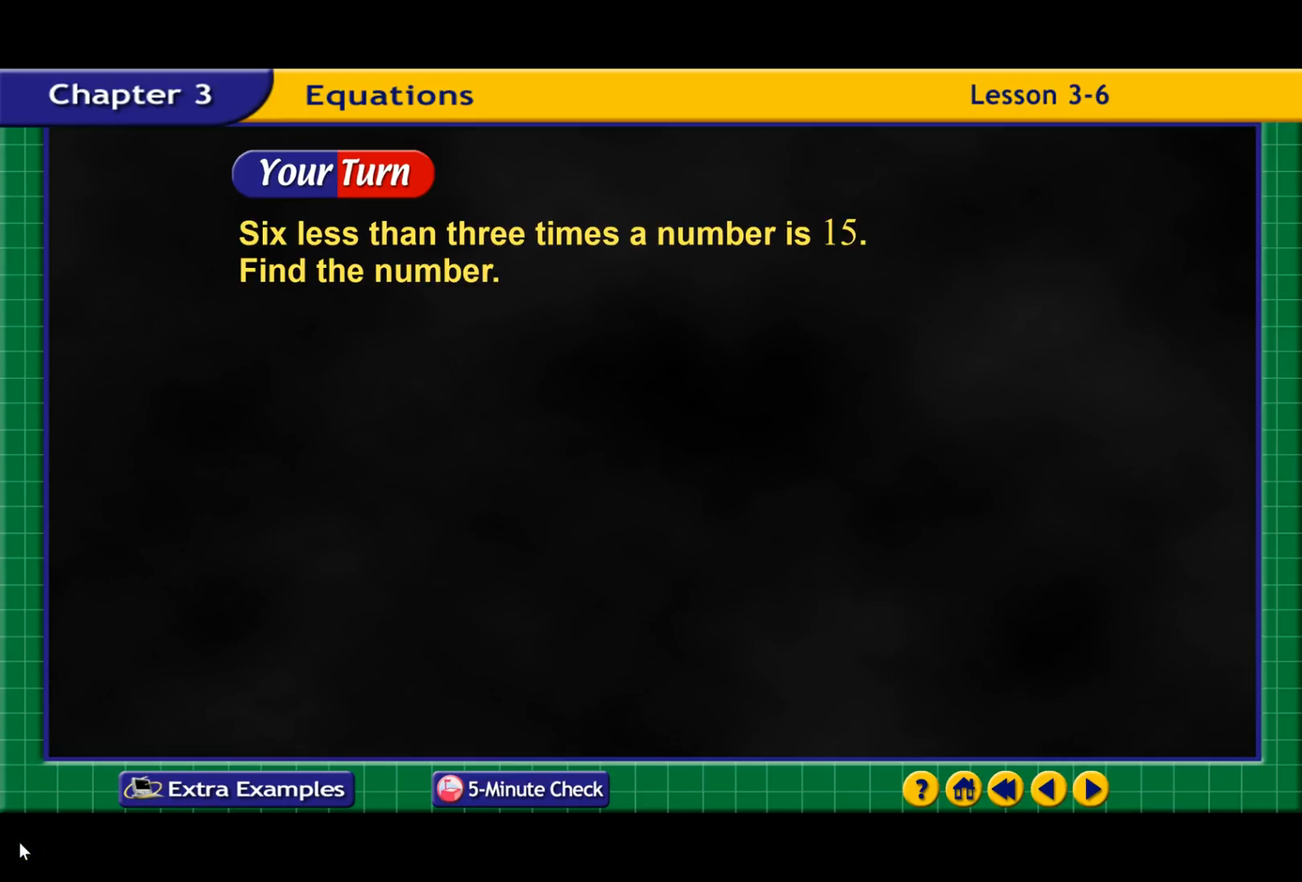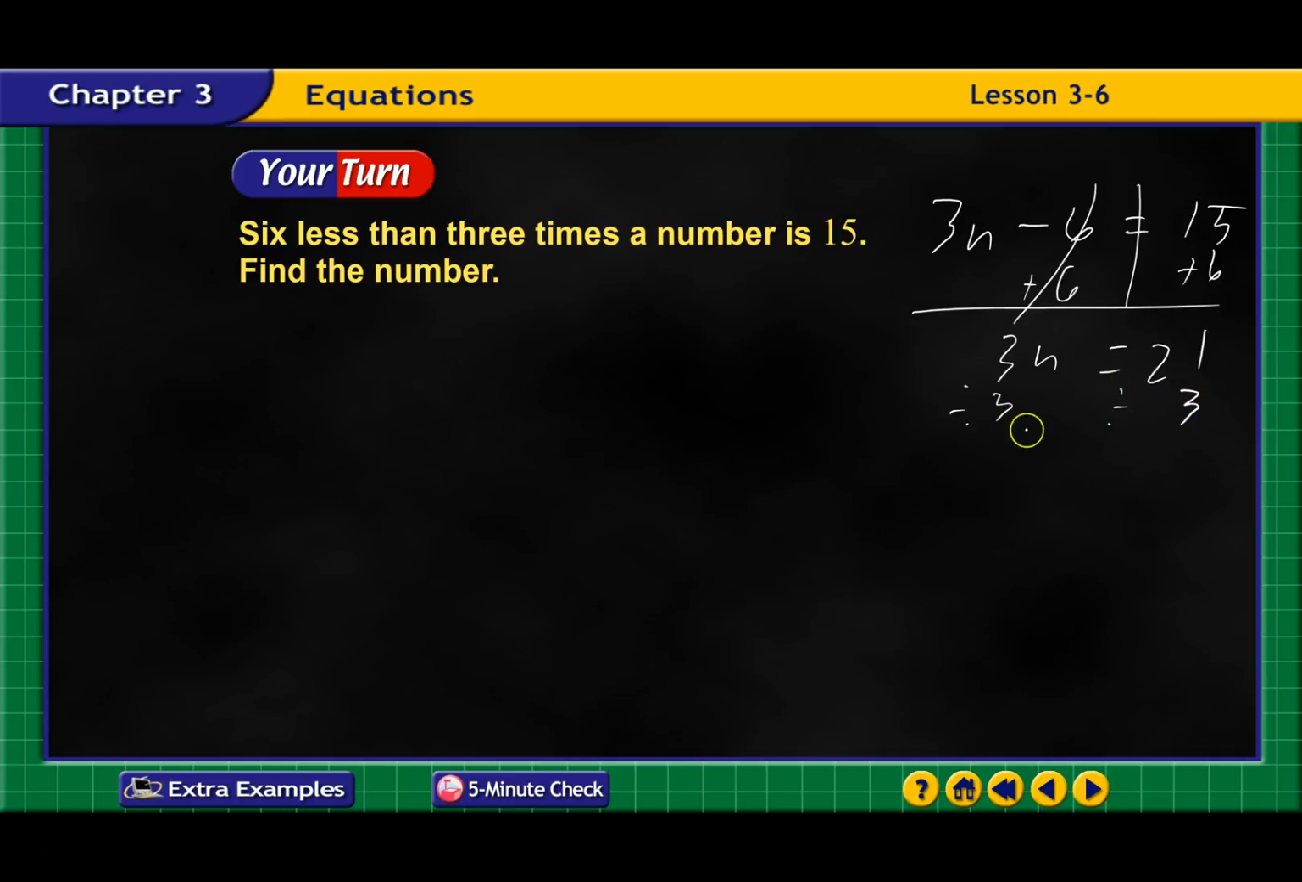Pause it, give it a shot. All right, so we're going to look at this. 6 less than 3 times a number. I'd probably put 3n because you have to take away 6. So 3n minus 6 equals 15. Now I'm going to solve. Plus 6, cancel, goes to 21 equals 3n. Divide both sides by 3. Cancels out, n equals 7.